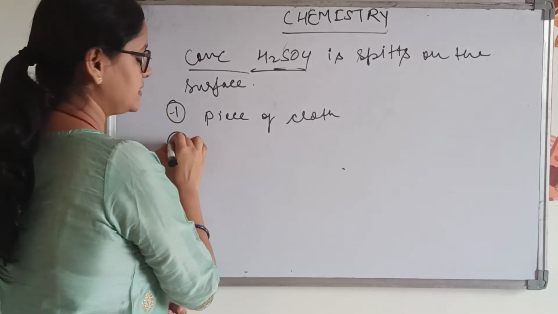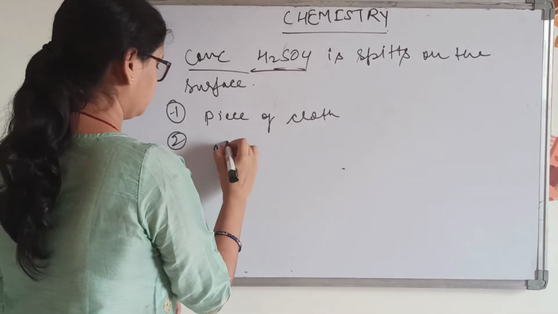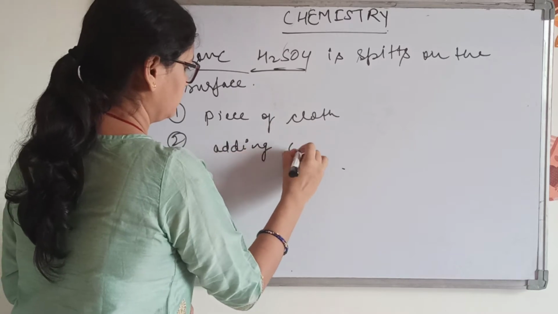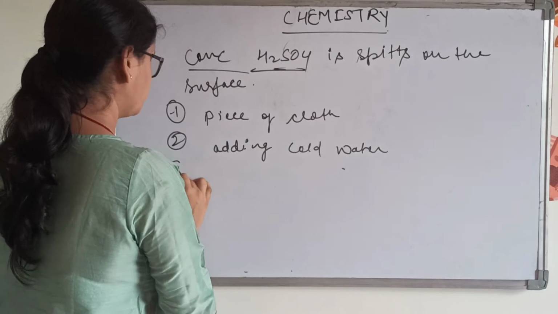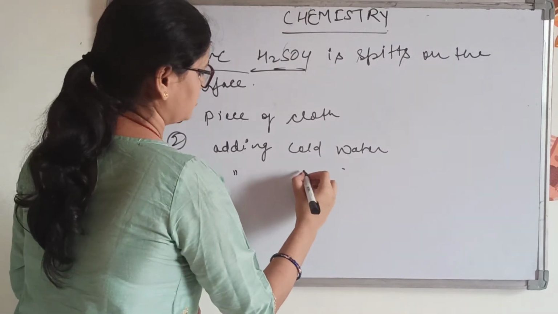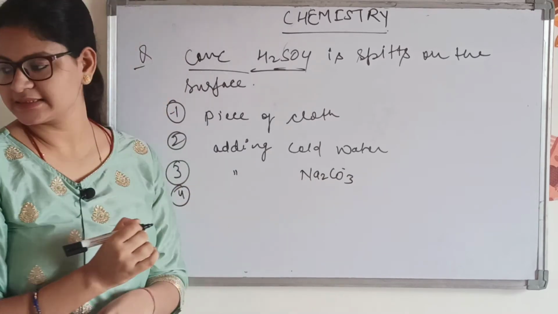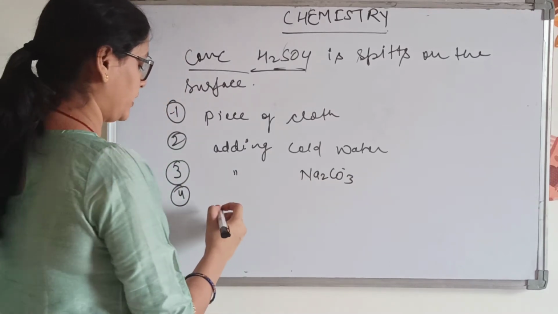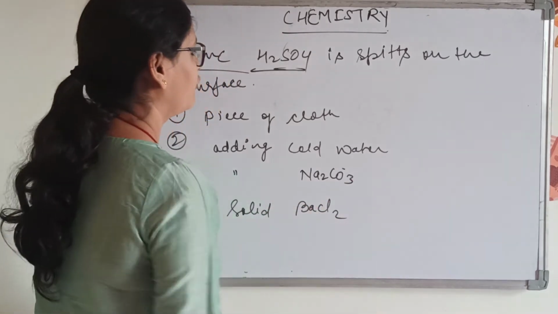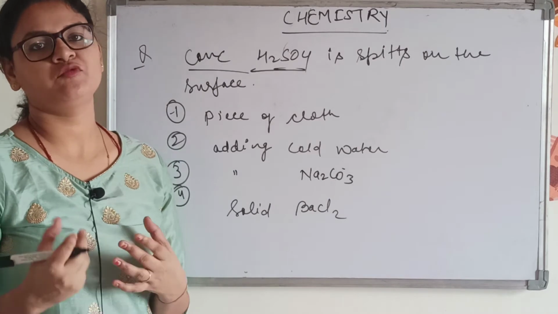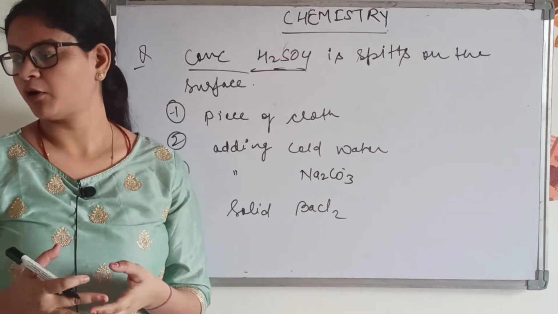The second option is adding cold water. The third option is adding sodium bicarbonate, Na2CO3, and the fourth option is adding solid barium chloride. Now, whenever an acid is given and we have to neutralize the effect of the acid, what will we add? We will add some amount of base.